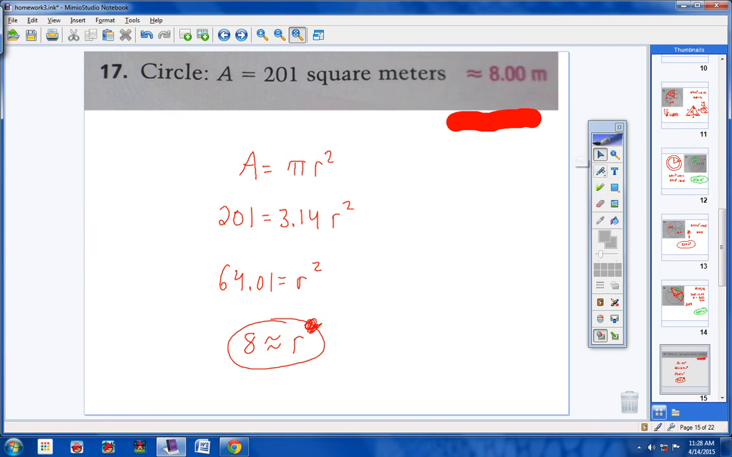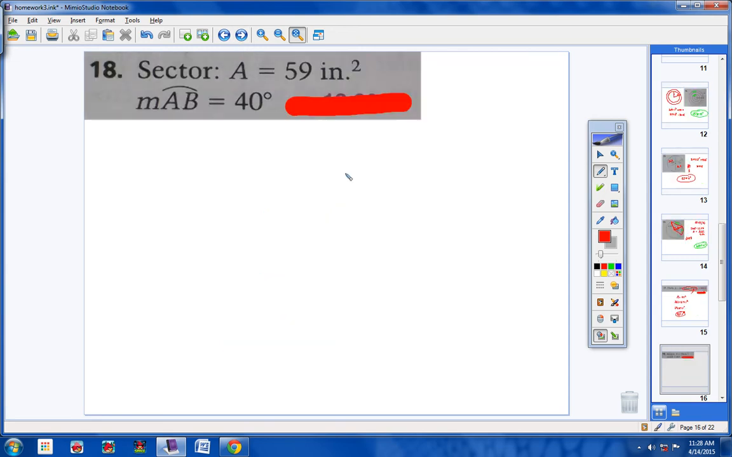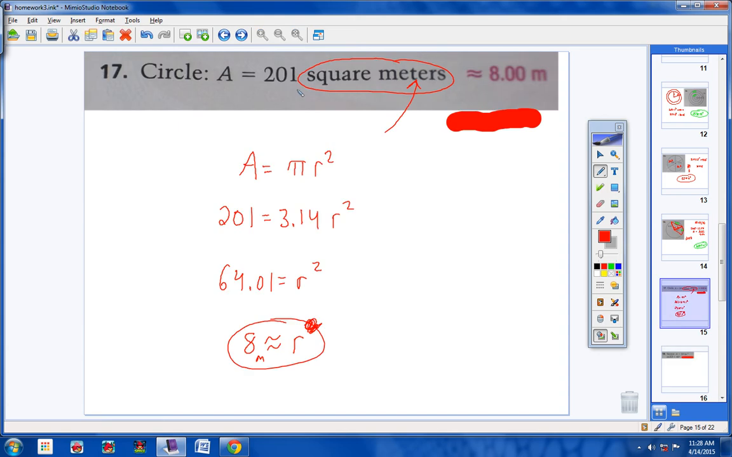And if I label my answers like I should, 8 meters. Because your area was square meters, so your radius has to be in meters. Okay, a little more difficult now, but really not that hard, guys. Look, come back here. If I tell you the area of a circle, can you not find the radius? Well, I just did it for you.